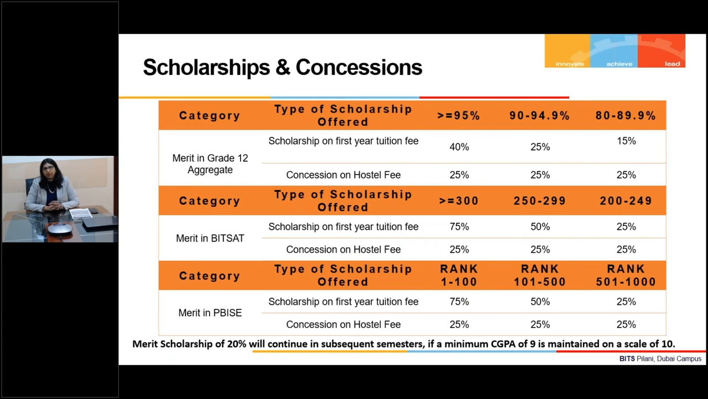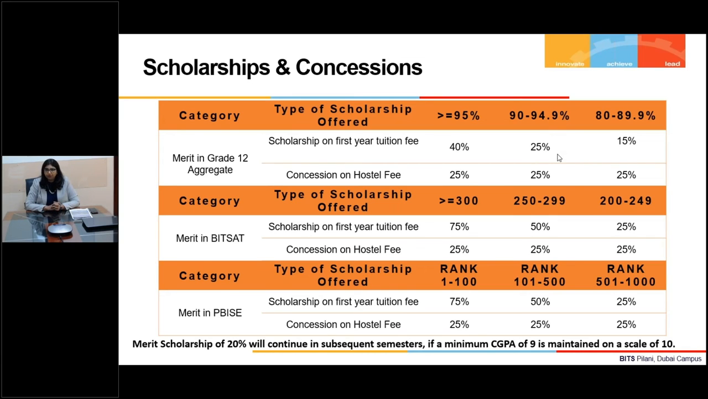As I mentioned, we have attractive scholarships and concessions, and based on merit in your grade 12 examination, you will be offered several scholarships on your first year tuition fee. Any aggregate of 95% or above can fetch you a scholarship of 40%. 90 to 94.9 can fetch you 25%, and an overall aggregate of 80 to 89.9 can fetch you a scholarship of 15% on the first year tuition fee.